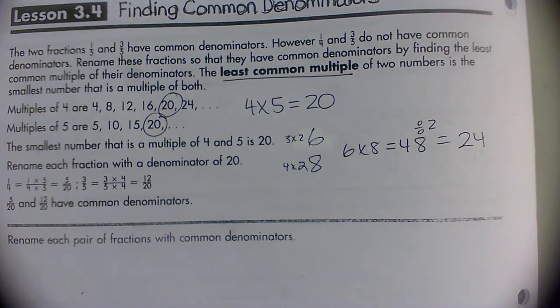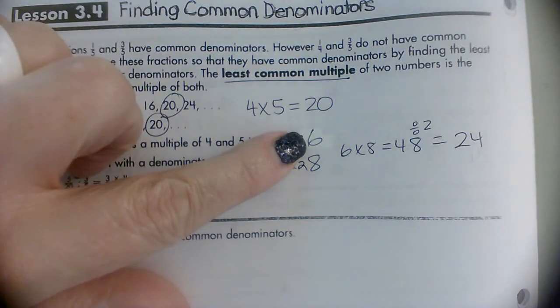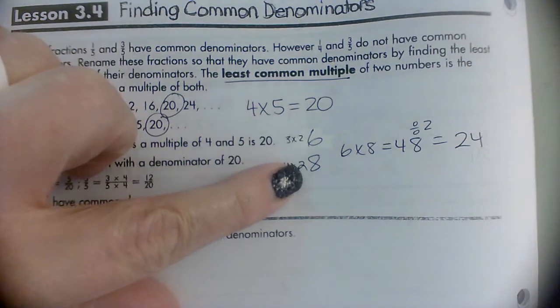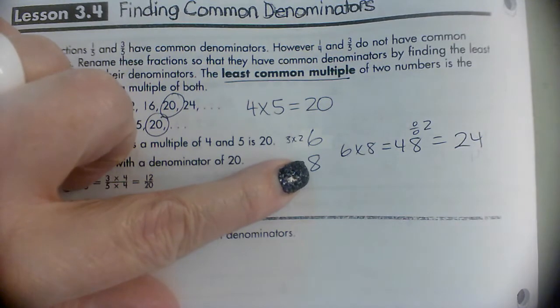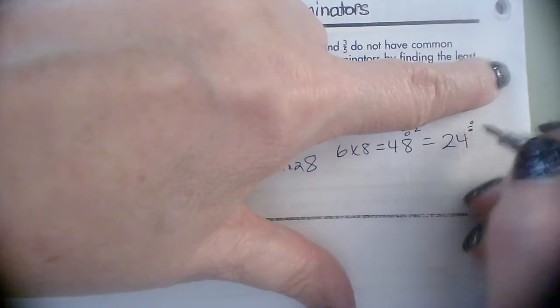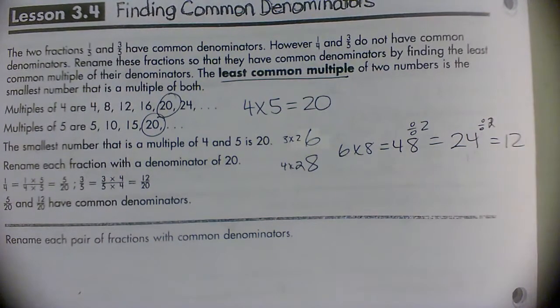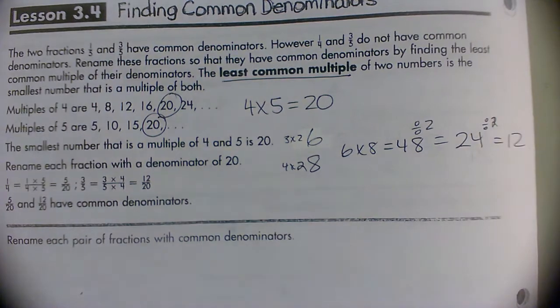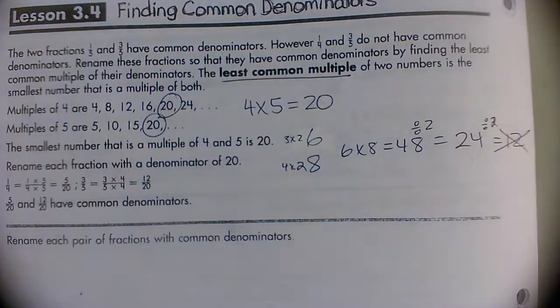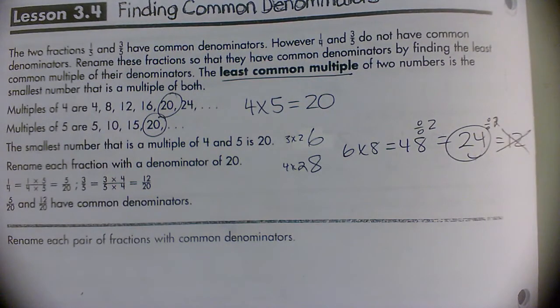Now, is 24 a number that 6 and 8 go into? Yes. 6 times 4 gives me 24. 8 times 3 gives me 24. If I went all the way and halved it again down to 12, could I even go as far as 12? 6 goes into 12, but what's the problem with 8? 8 doesn't. So I can't go that far. So I know that my common denominator is 24.